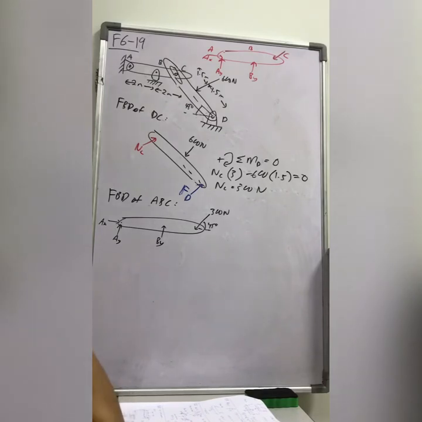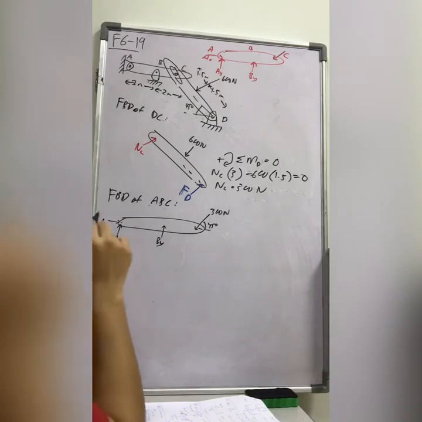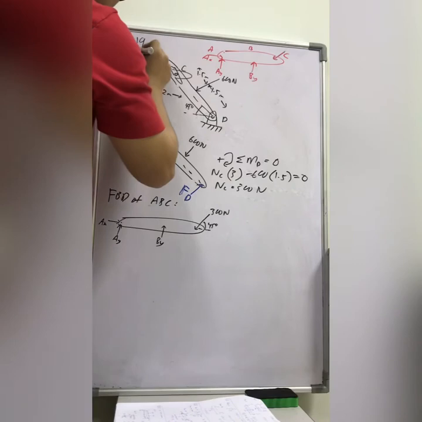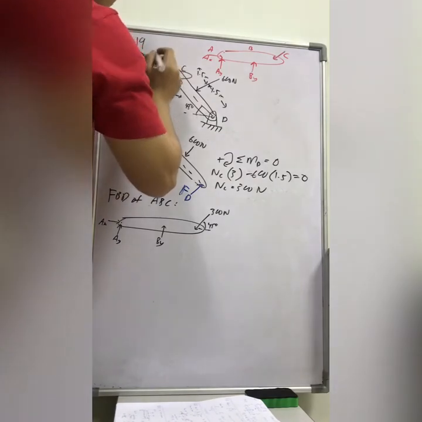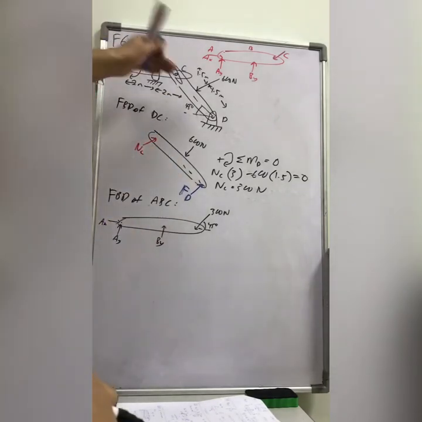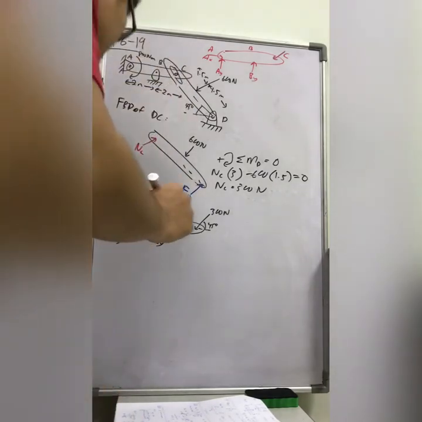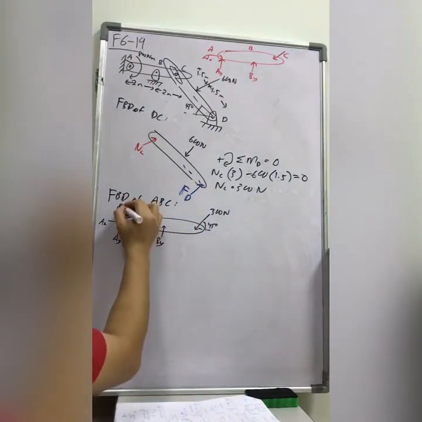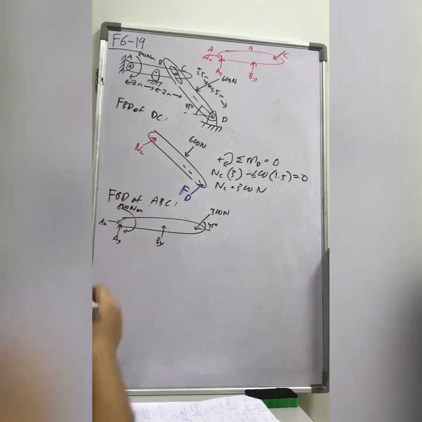Oh, my bad. I made a mistake. There's another one here, which is 800 Newton meter. There is a couple moment of 800 Newton meter. But in this case, it doesn't matter. I mean, for this DC, it has no effect on DC. But basically here you have 800 Newton meter, sorry, 800 Newton meter couple moment.